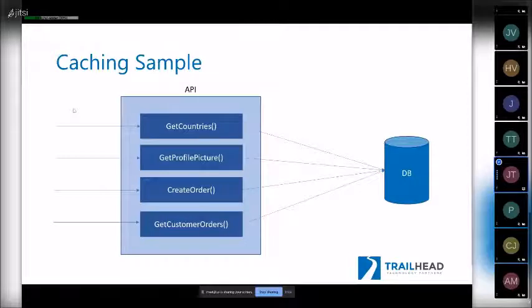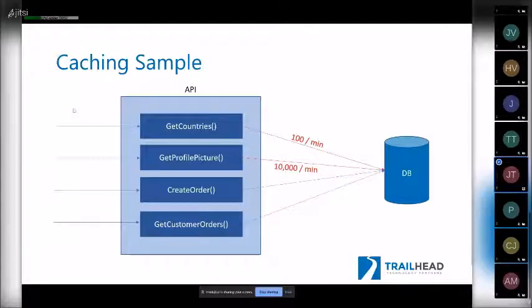Just as an example of what that might look like, imagine you have this API, it's got four endpoints. One of them gets the countries, all the countries in the world. One of them gets a profile picture for the user. One of them creates a new order, and one of them gets all of the orders for a particular customer. Those are all querying that information out of your database.